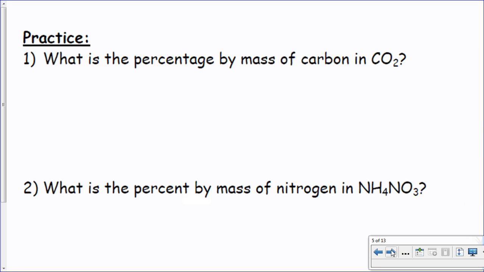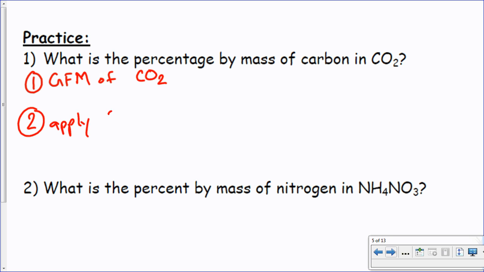Okay, so these are two-part processes, two-step problems. The first problem is: what's the percentage by mass of carbon in CO2? Well, you have to, one, find the gram formula mass of CO2. That's our first video. Take the number of atoms, multiply by their atomic masses, add the totals up. Then step 2, you have to apply the percent composition calculation. Now, it's asking for carbon in CO2, not the oxygen, so you just do that for the carbon.